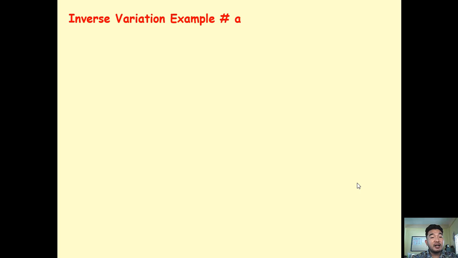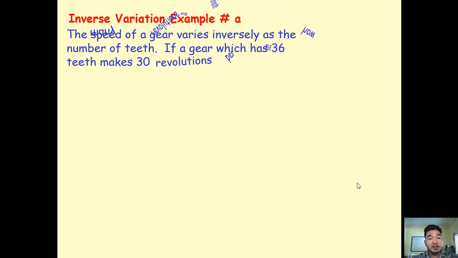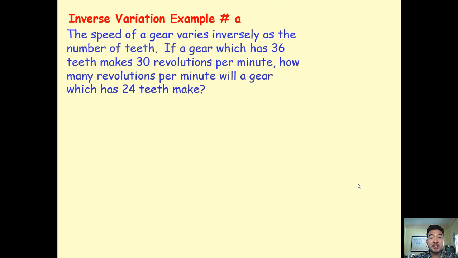Okay, let's have examples on inverse variation. So the reason why I am giving you examples on direct variation and inverse variation is because I want you to master inverse and direct variation because you'll be applying it into the joint variation and combined variation. Okay, let's have this problem.